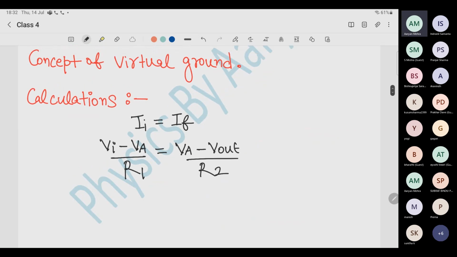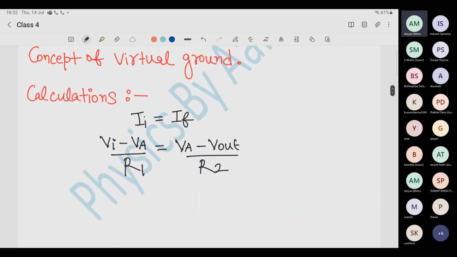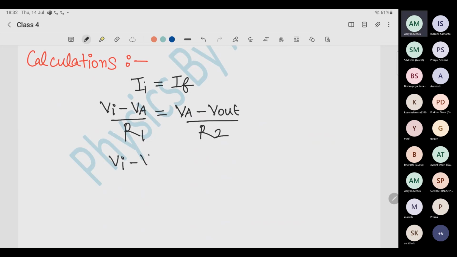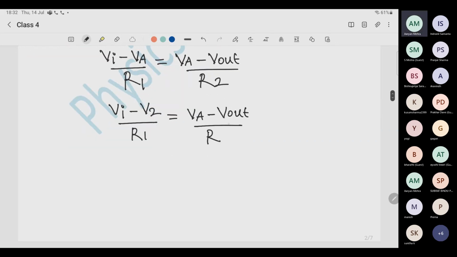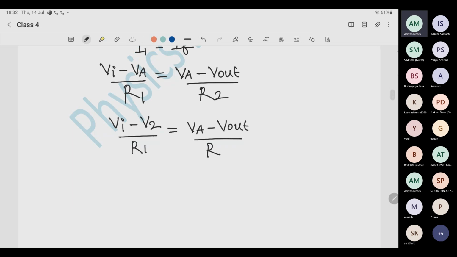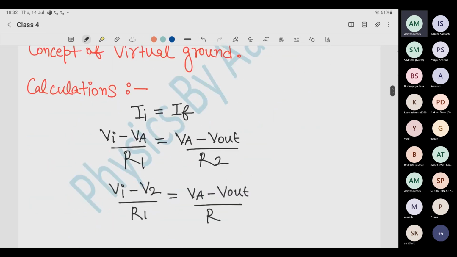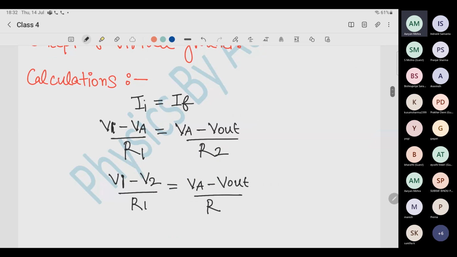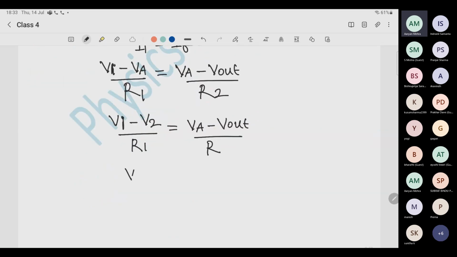Now the second thing I need to use is VA is equal to V2. So VA equals V2. Now I just need to find V output. So what is V1 here? Sorry, it is not VI, it is V1. So now I just need to find V output. Let's do the calculation, very simple calculation. R by R1. Here also I need to write V2. So V2 minus V out.